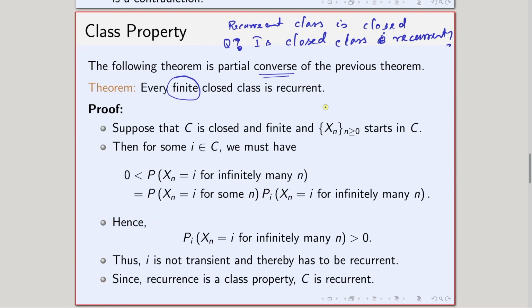So the proof goes like this. Suppose C is closed and finite. That is the hypothesis that I am taking, which is the hypothesis given in the theorem. And suppose the Markov chain is starting from C.